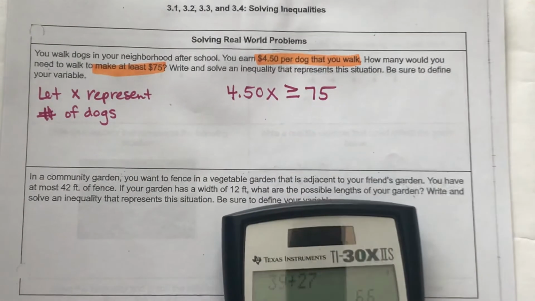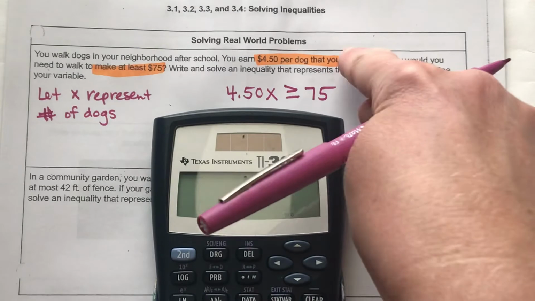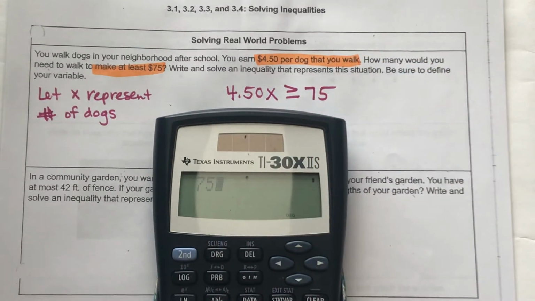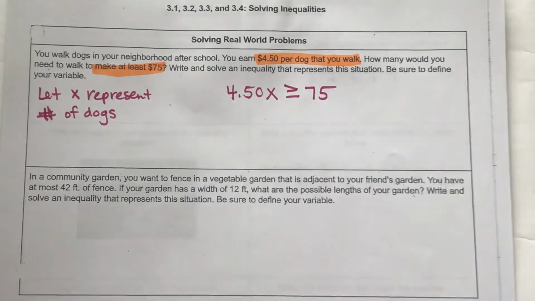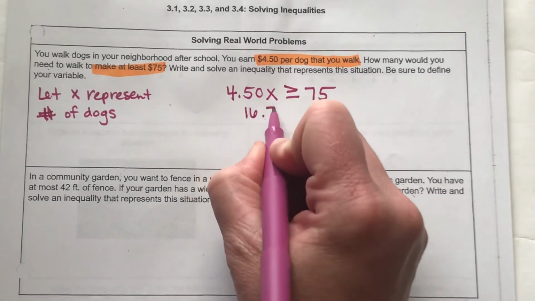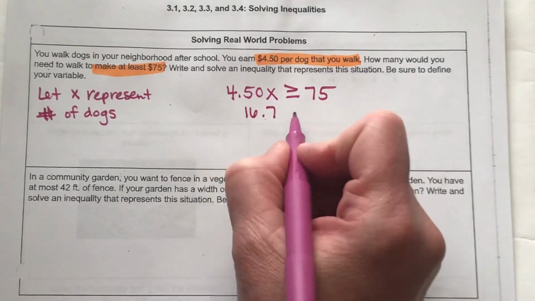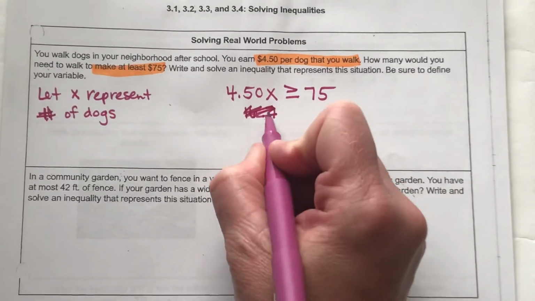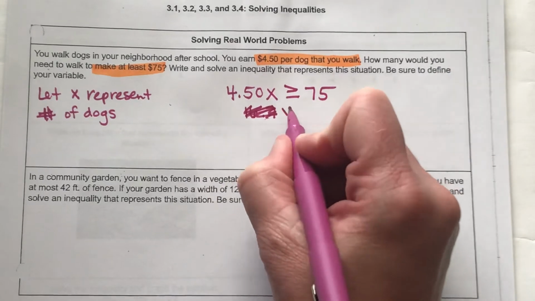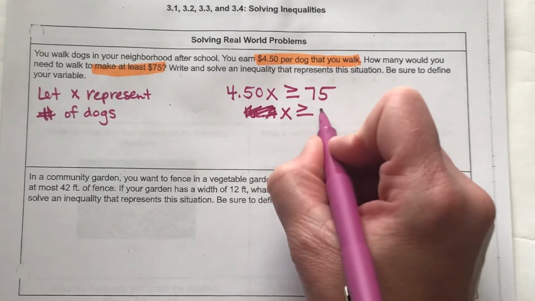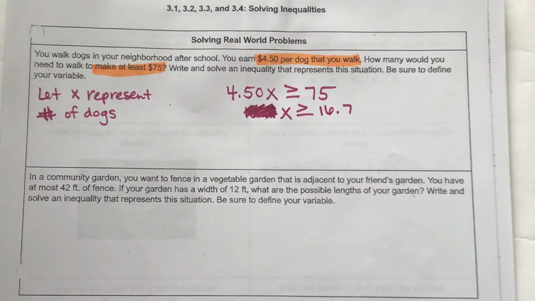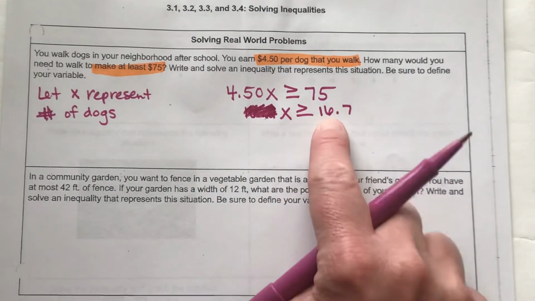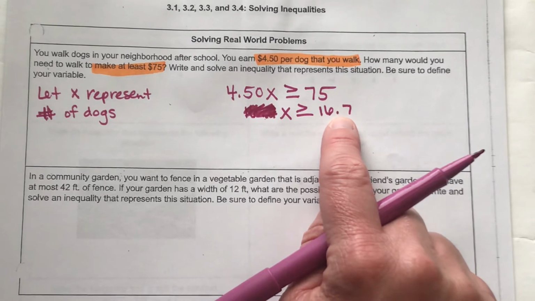So now what I'm going to do is solve here. I'm going to take 75 and divide it by $4.50, and I get 16.67. So I'm just going to round that. Oops, I put that on the wrong side here, my bad. X is greater than or equal to, when I divide, 16.7. Now I need to walk at least 16.7 dogs.